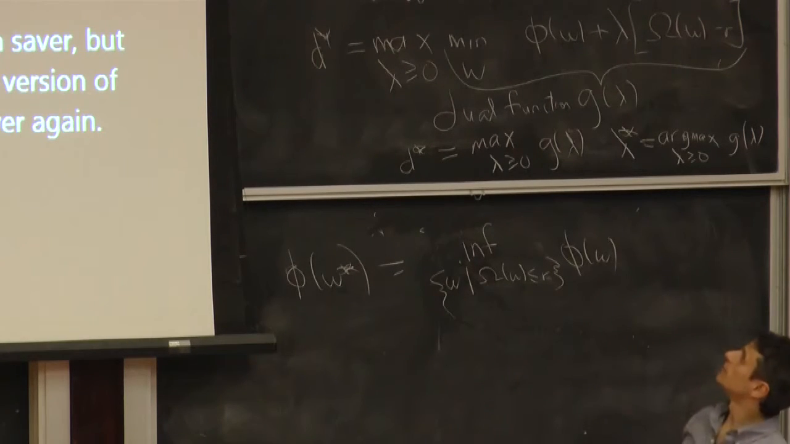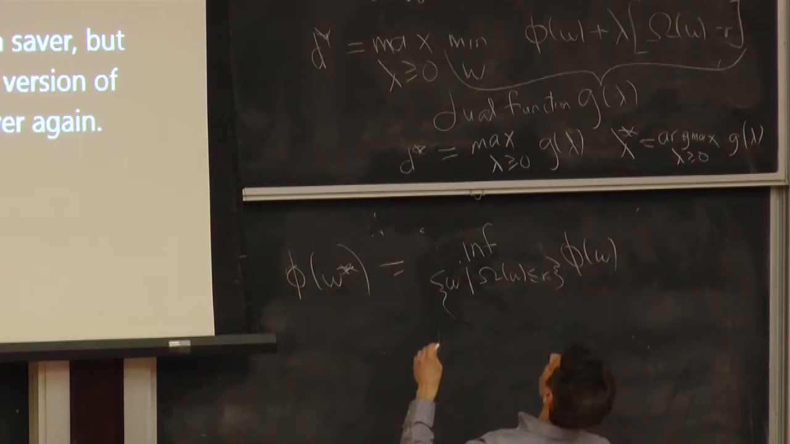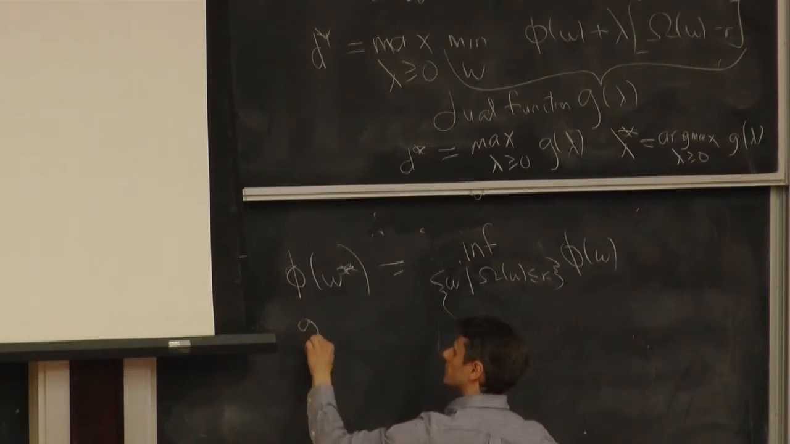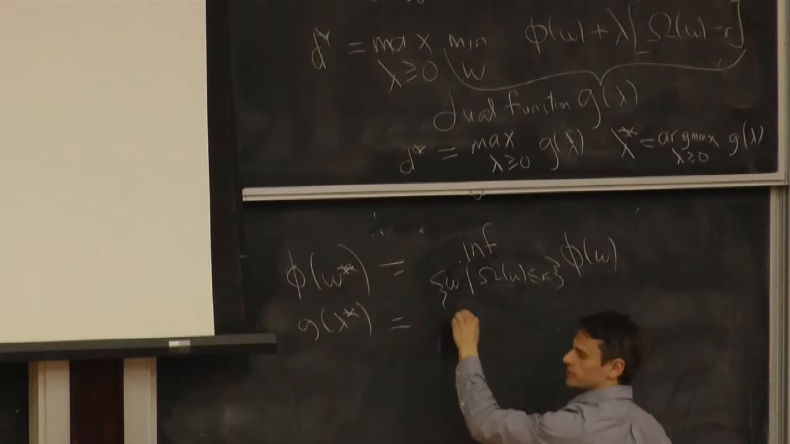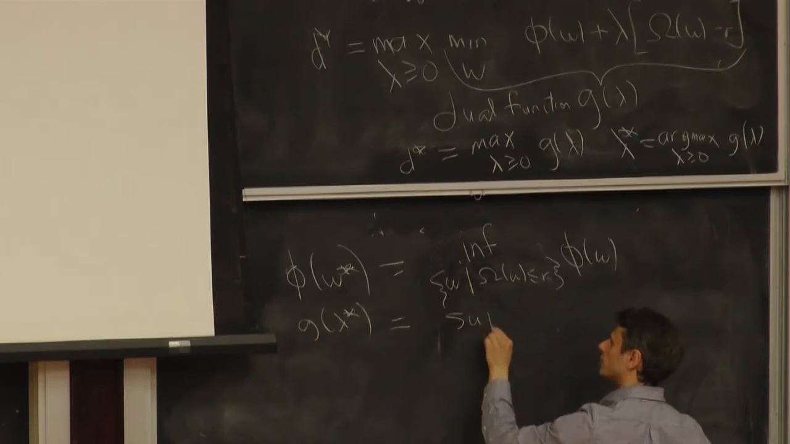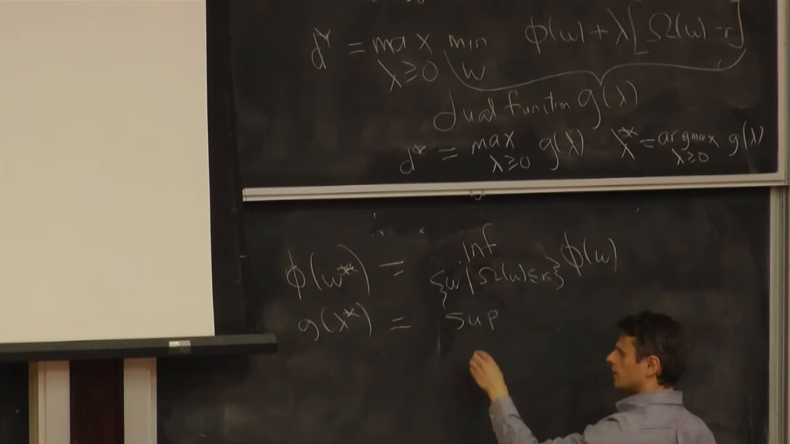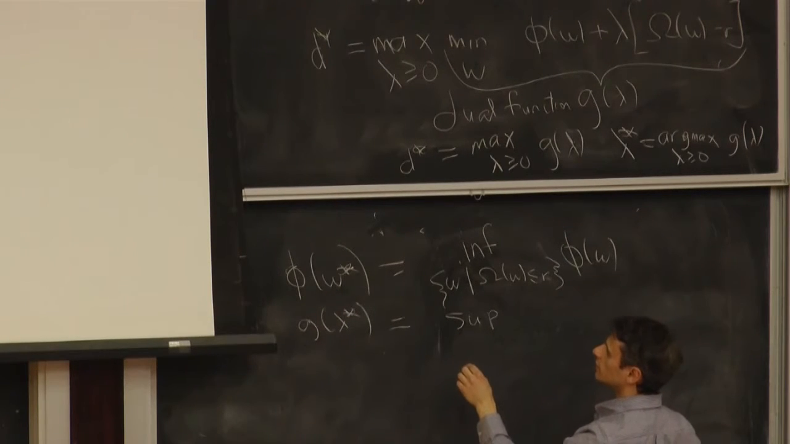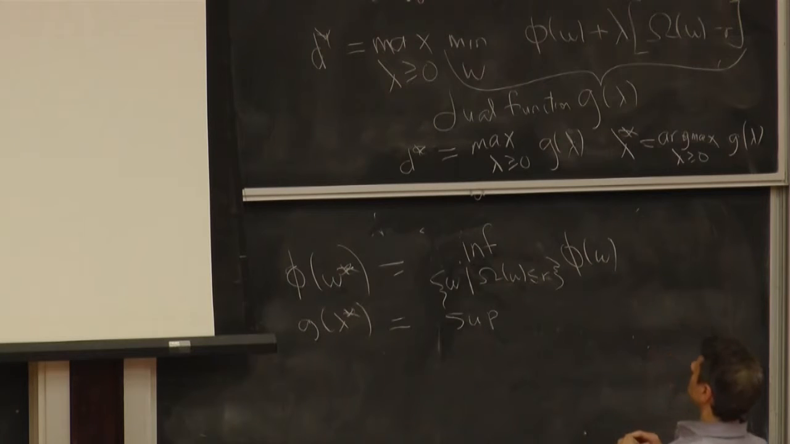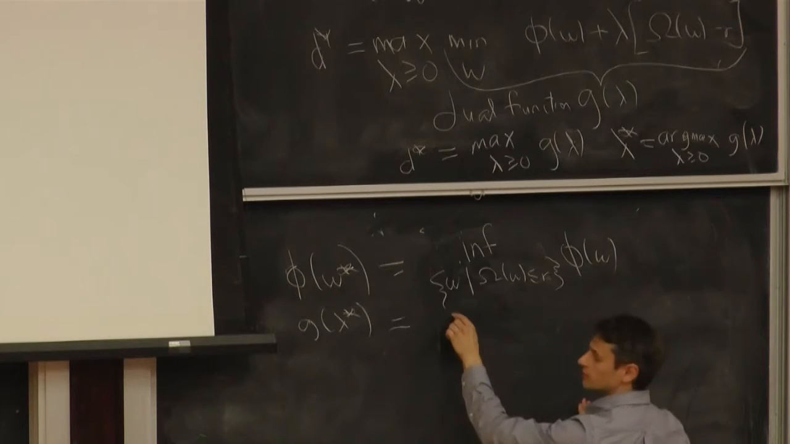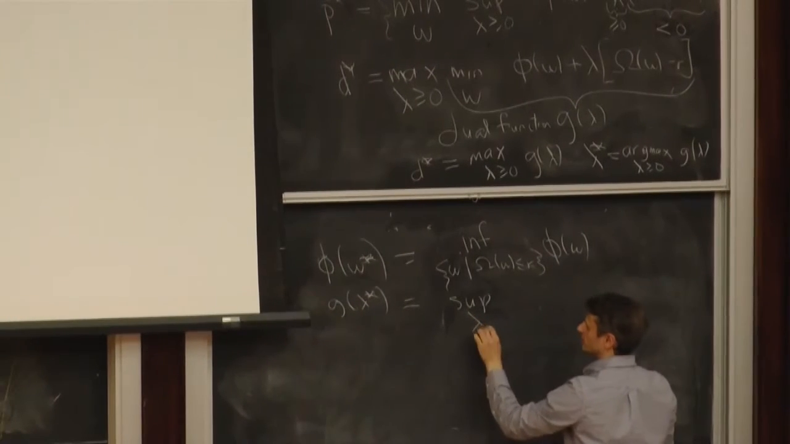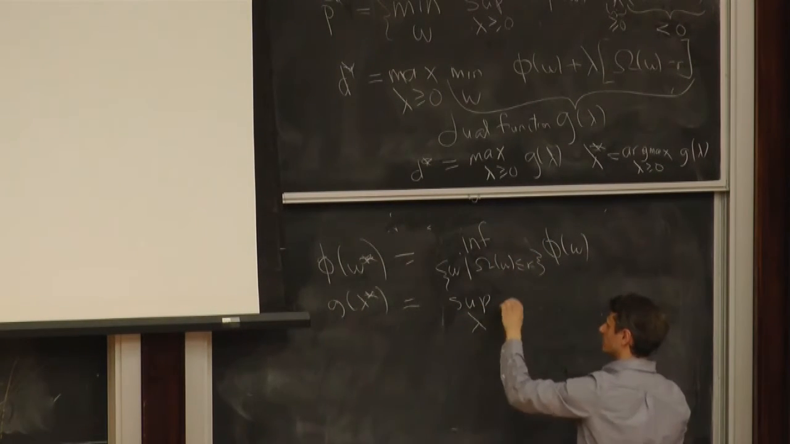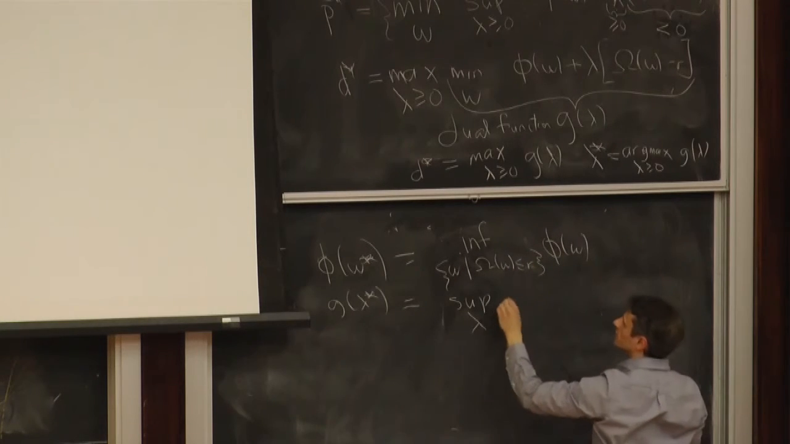Okay, let's do the same for the dual. There we're saying g of lambda star is equal to the sup over lambda, and g is that minimum thing, so g of lambda.